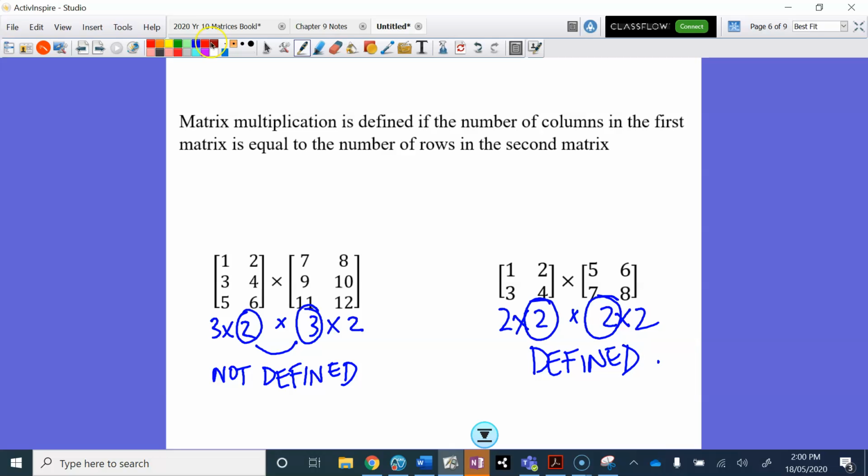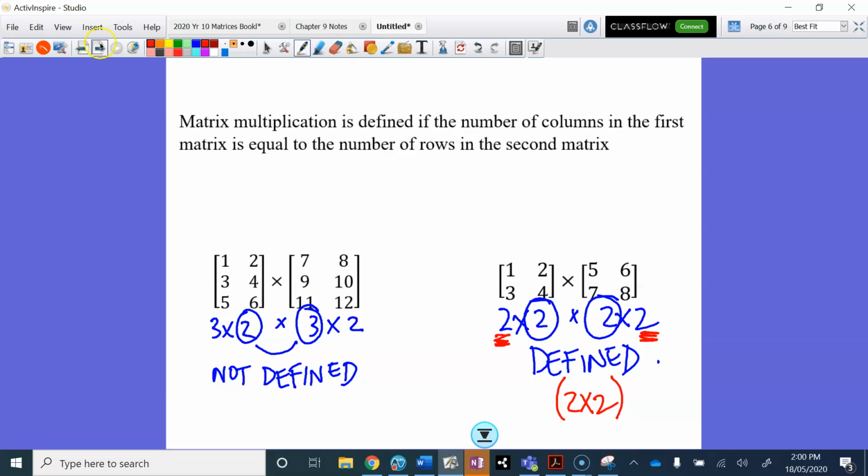And the interesting thing about it is that the two numbers that are left over tell me what the size of the answer matrix would look like. So I know, without even doing this calculation, before I start, number one, the multiplication is defined, so I can get an answer. And number two, I know what the answer is going to look like.